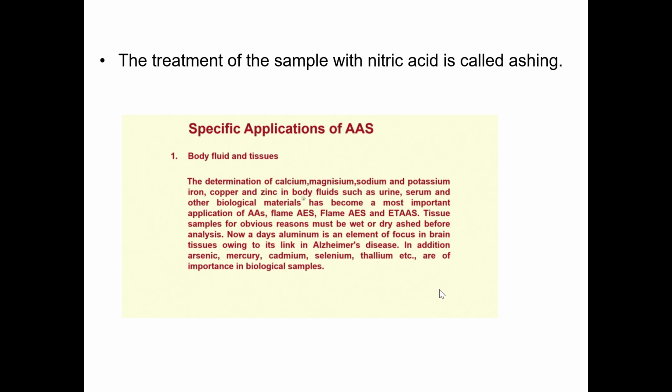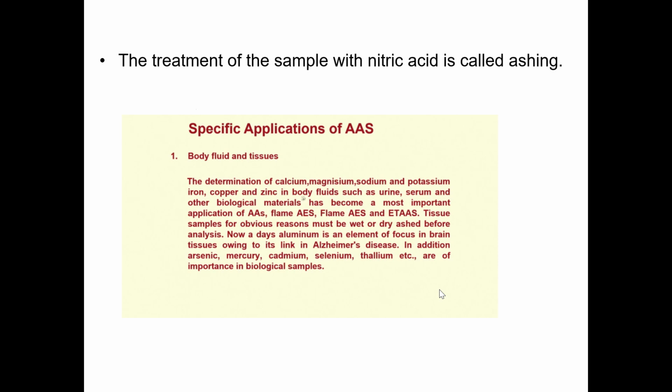So if I talk about one of the specific applications of AAS, the first is body fluids and tissues. The determination of calcium, magnesium, sodium, potassium, iron, copper, and many other metals in body fluids such as urine, serum, and other biological materials are the most important applications of these techniques. The tissue samples, for obvious reasons, must be wet or dry ashed before analysis, because aluminium is an element of focus in brain tissues. That is basically the reason behind Alzheimer's disease.